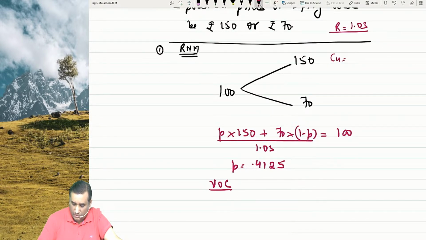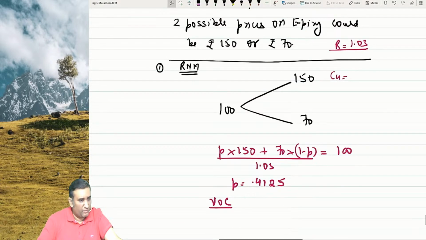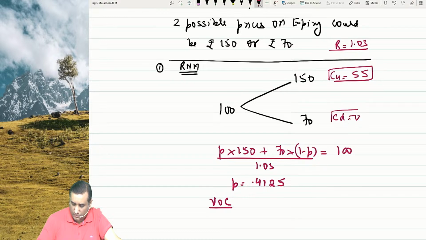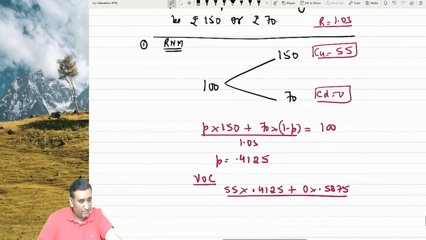Value of call: CU, 95 exercise price I gave you, would be equal to 55. CD equal to 0. So 55 into 0.125 plus 0 into 0.875, divided by 1.03.